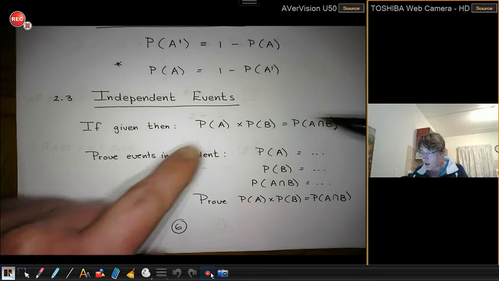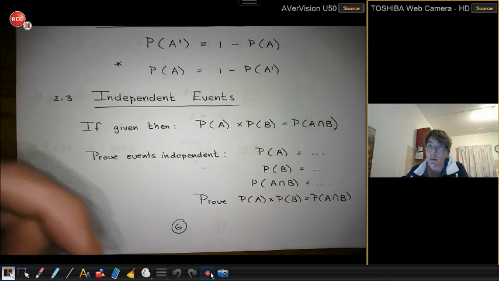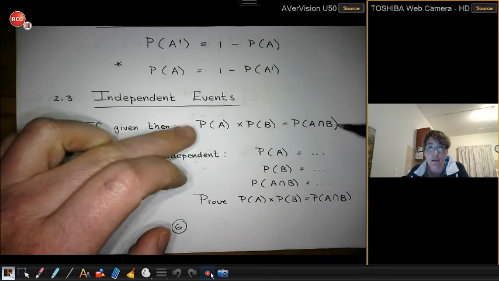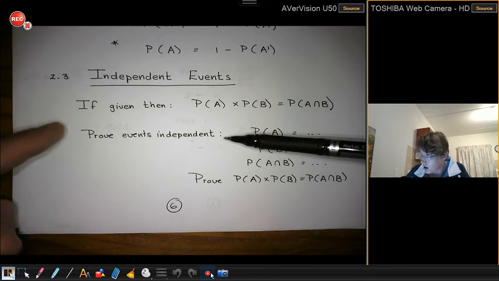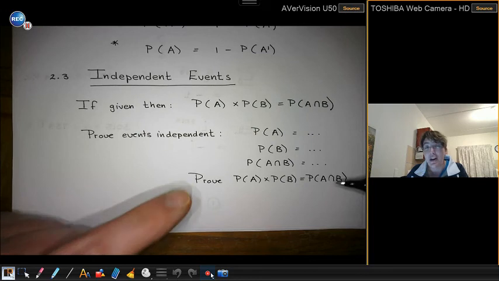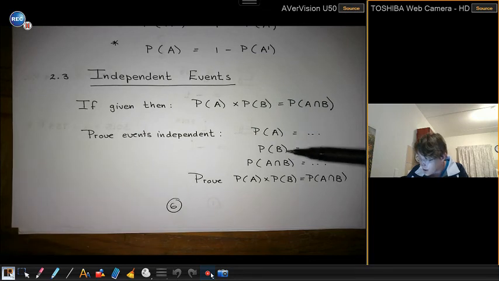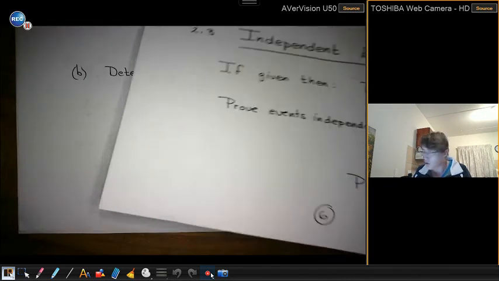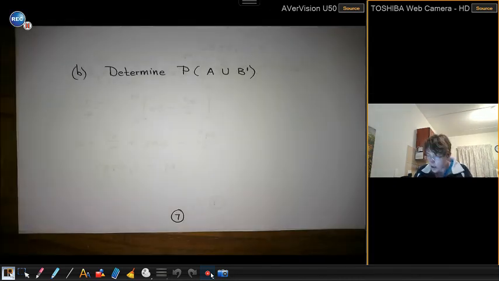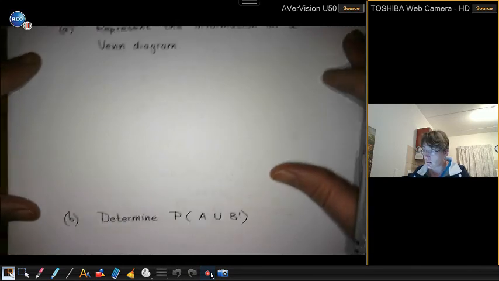If it's given, you can start with a statement, because independence is given, so you can start with an independent statement. But if you have to prove the events are independent, you can't start with this. You've got to end with this. You have to do these separately and then prove that this is in fact true. Okay, so this is pretty much the theory part of your grade 11 probability.